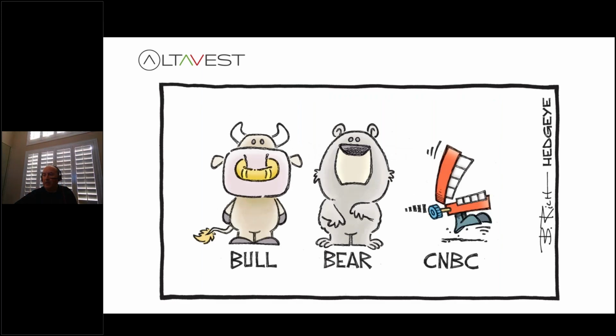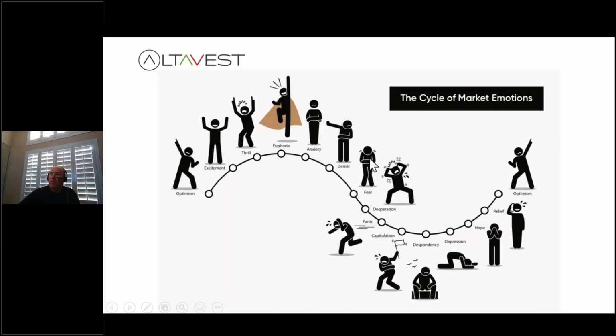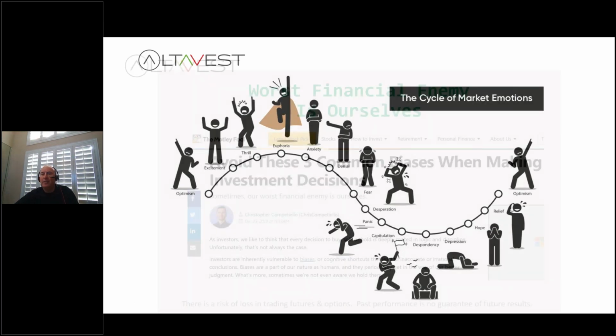Lots of chatter, bulls, bears, social media, business media, you name it. Puts us on this roller coaster, market emotions. You're optimistic, you're euphoric when you're winning. You start to lose, you raise that white flag, you capitulate, you become despondent, and then you get a little bit of hope and relief and back to optimism. So we want to stay off of that roller coaster.